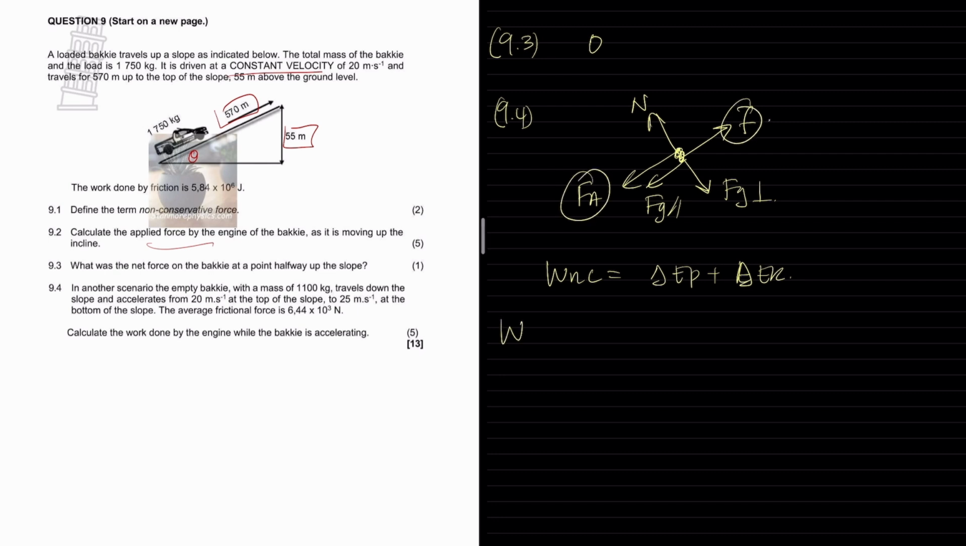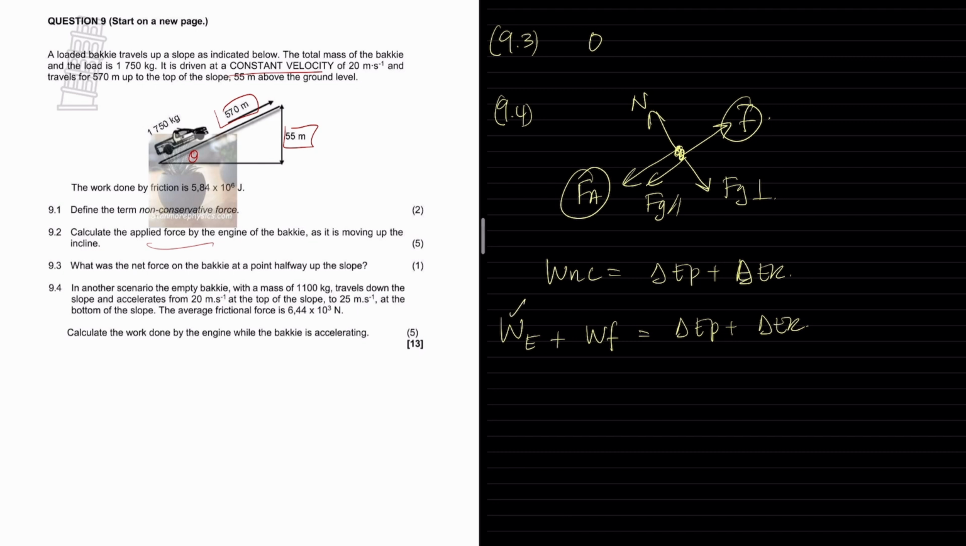So the work done by the engine plus the work done by friction is going to equal delta EP plus delta EK. Now, we want the work done by the engine. That means we should have everything else. So the work done by the engine plus the work done by friction will be friction, which is 6.44 times 10 to the 3, so friction times delta X, 570. And then cos, so it's moving downward. Friction is acting upward, so it's cos 180. That's equal to delta EP.